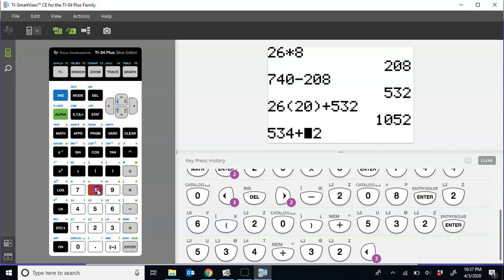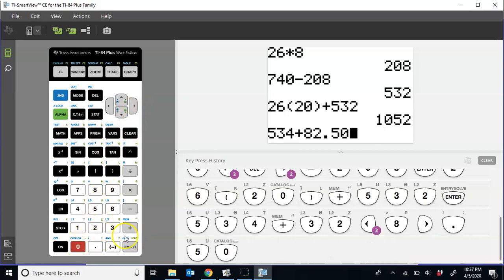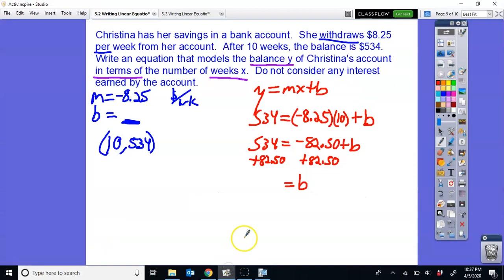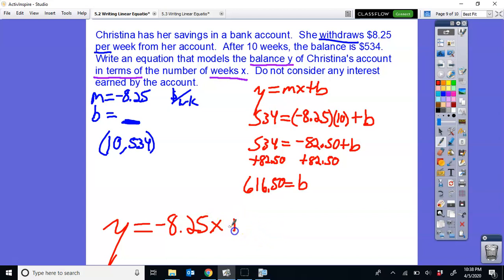Added back to the 534 is 616.5, or 616.50 if you think about it in terms of money. So the balance in Christina's account, the Y value, is equal to negative 8.25, or $8.25 per week, times X, plus the original amount that she would have had, which would be 616.50.